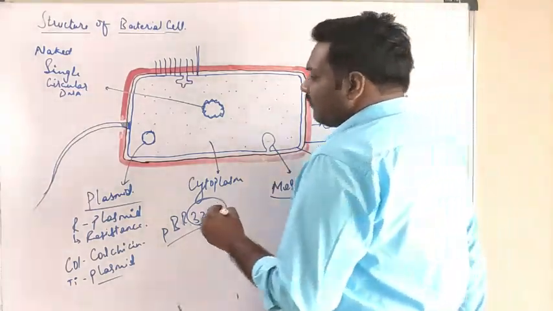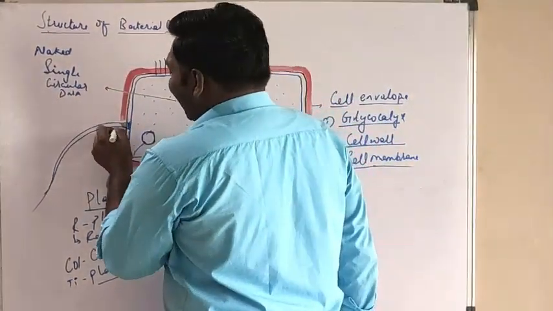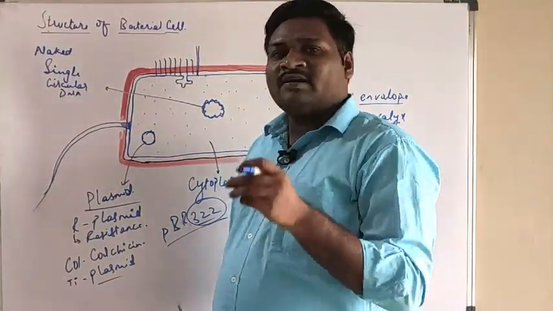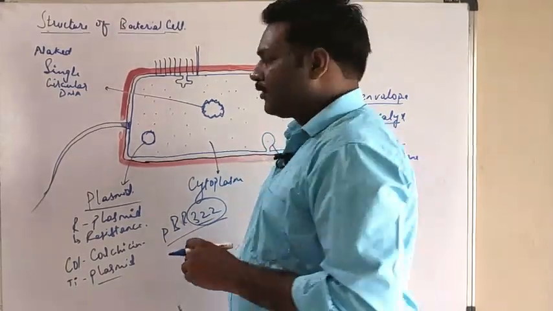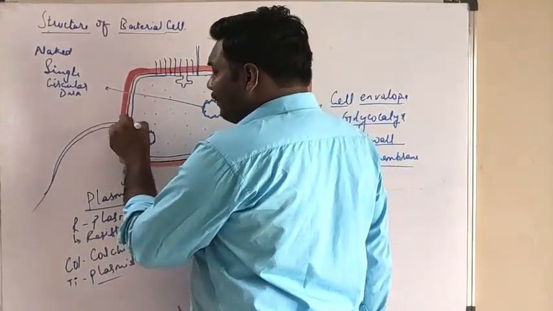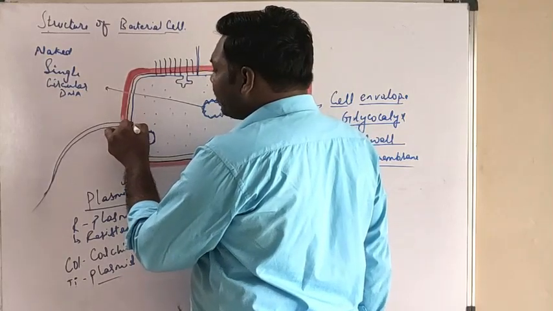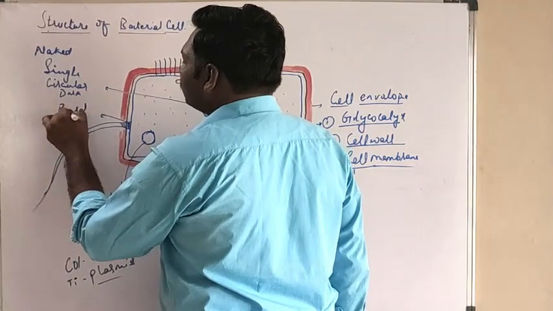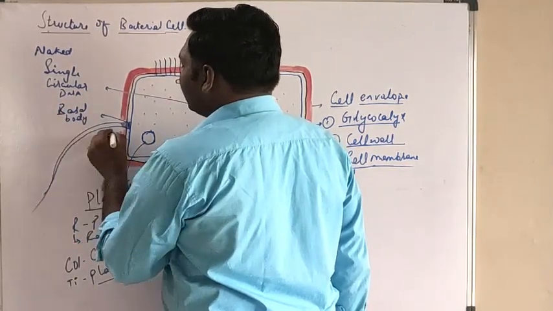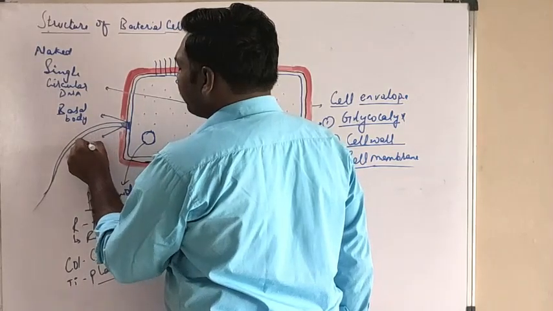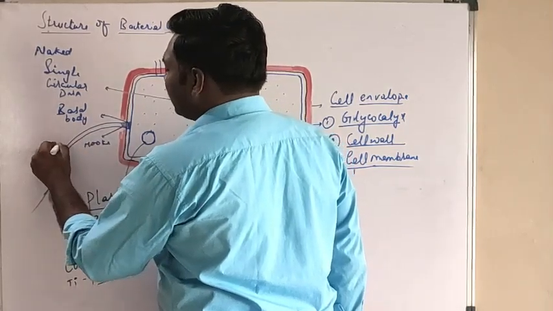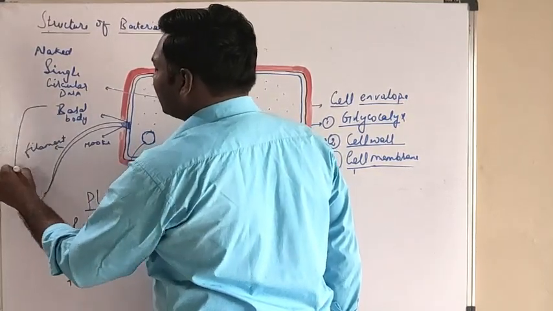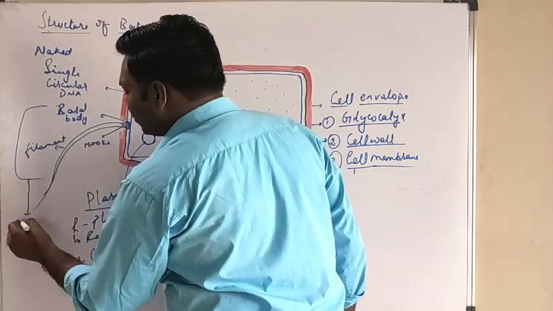Apart from this, we have the flagella, right? We have also discussed the flagella. What is flagella? It is nothing but a locomotory organ of the bacteria, consisting of the basal body. This part is the basal body, you can add here basal body. Then this is the hook, and this is the filament. Together, these are called the flagella.